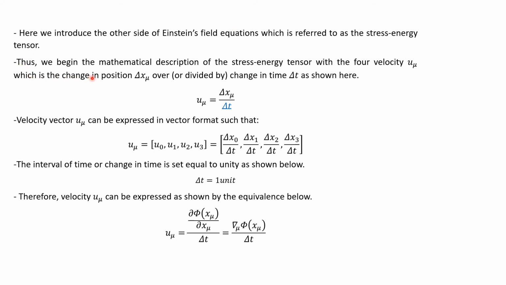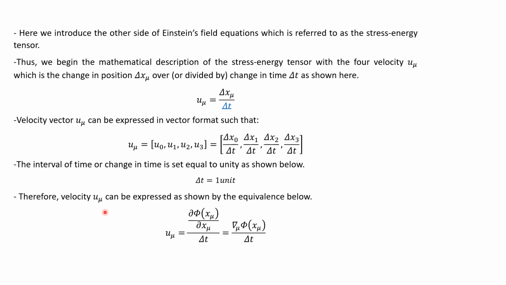Thus, we begin the mathematical description of the stress energy tensor with the 4 velocity right here, which is the change in position divided by the change in time delta t, as we see here. The velocity vector here can be expressed in vector format, so we have the 4 vector format here, where we have change in position over change in time, which is a regular law of motion. The interval of time or change in time is set equal to unity as shown here, which means delta t equals 1 unit.